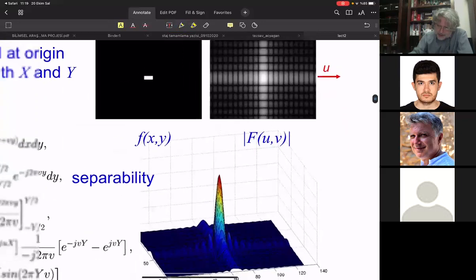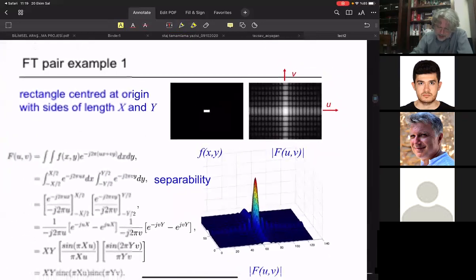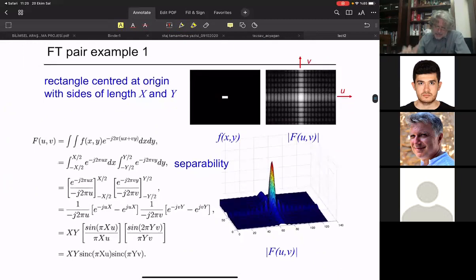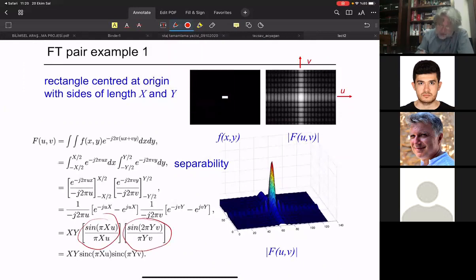So this is the sinc shape that we have, and these are the Fourier transformation expressions of what we come up with, which is two sincs. One sinc is here, and the other sinc is here. So we are multiplying two sincs in two directions, horizontal and vertical directions.